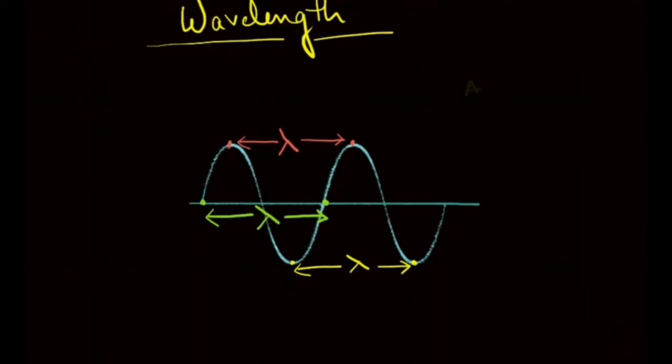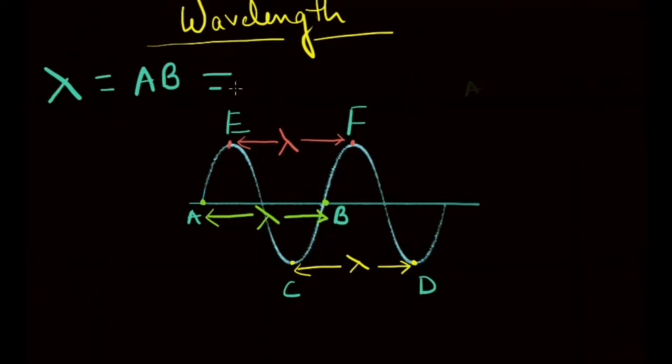So if I label all these points A, B, C, D, E and F, it is clearly evident that all three methods are going to give you the same result. So lambda here can be measured as AB, or the distance EF, or the distance CD.